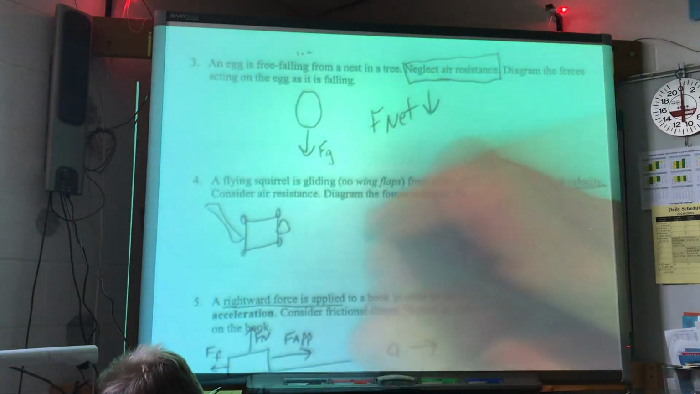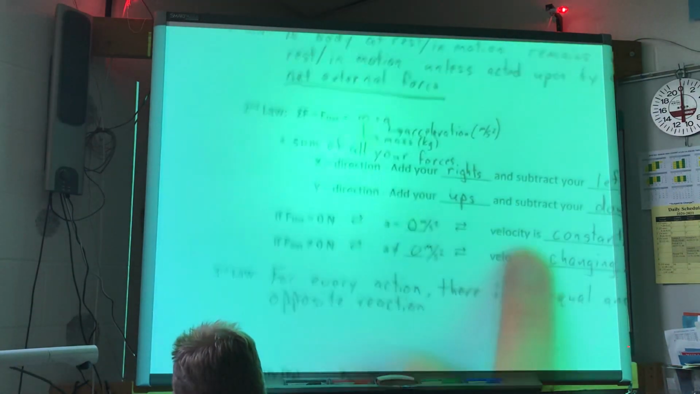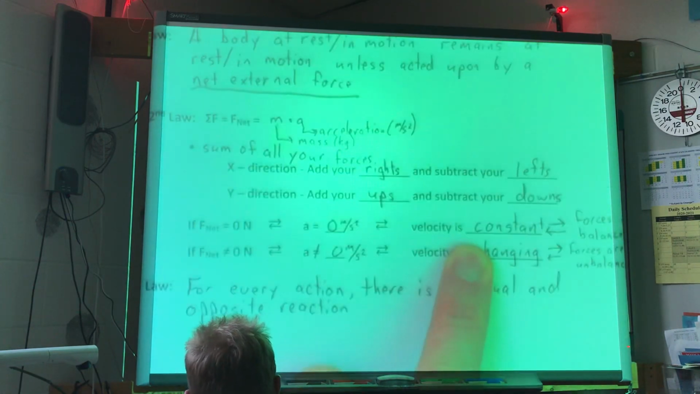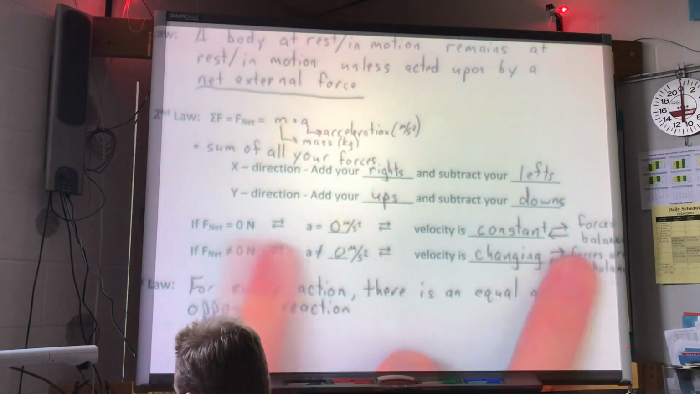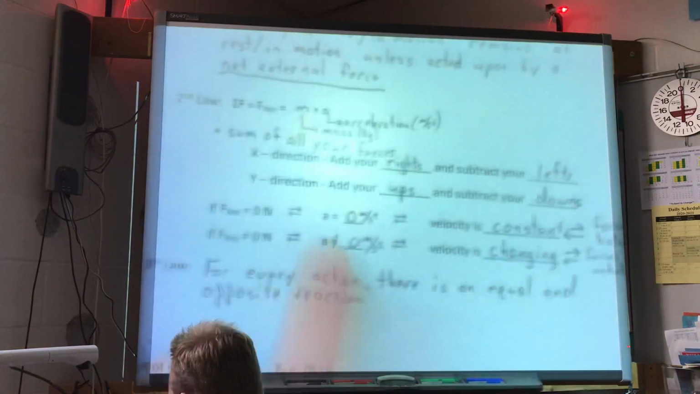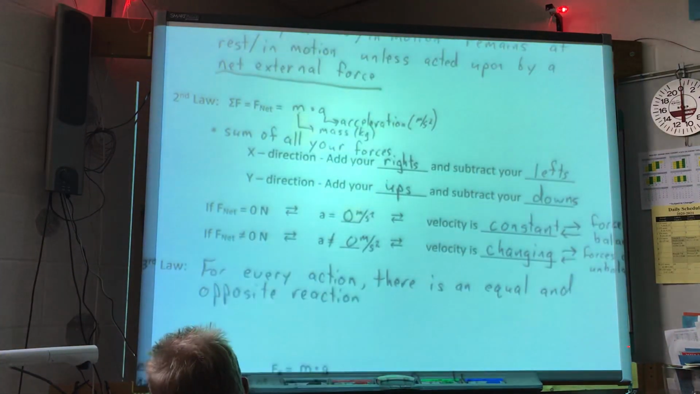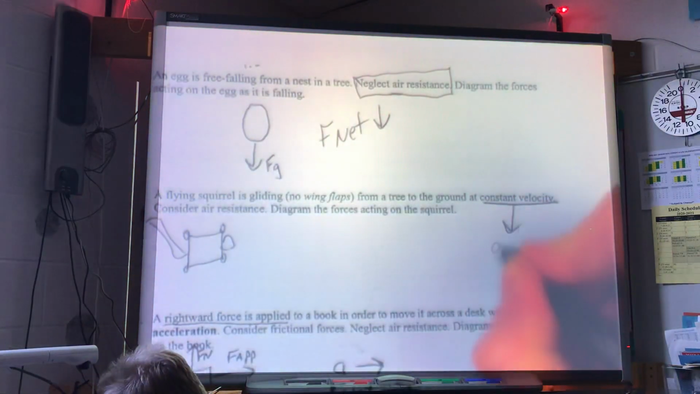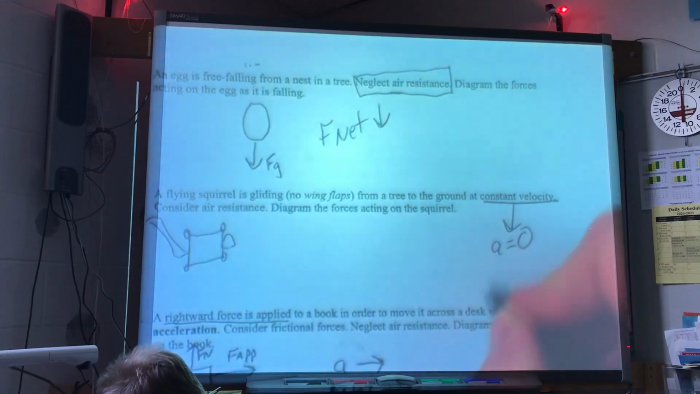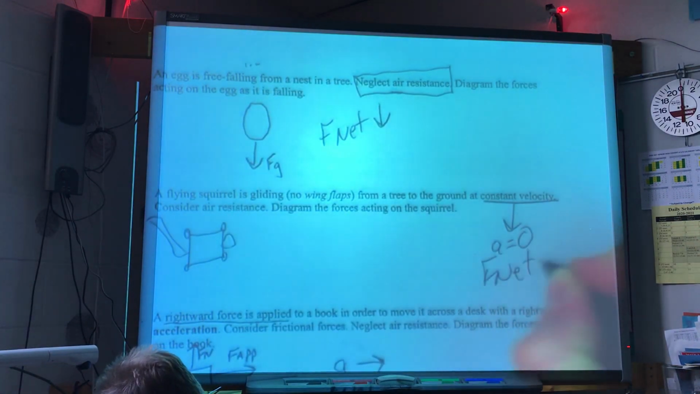What does that mean if my velocity is constant? It means my forces are balanced, which means my acceleration is 0, which means my net force is 0. So because of this, my acceleration is 0, which means my F net is also going to be 0, which means my forces have to be balanced.